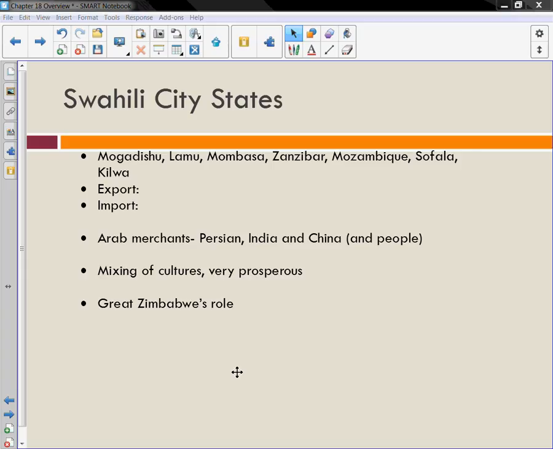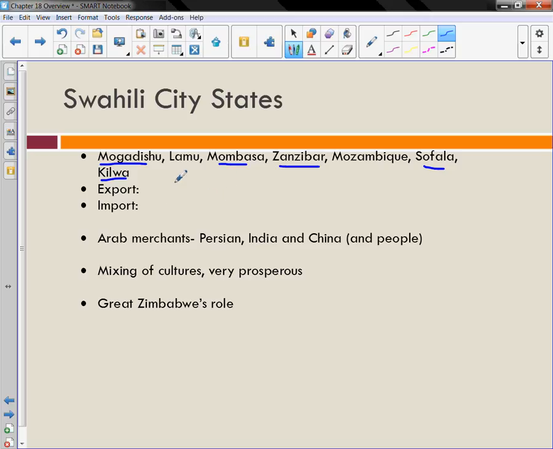In this section, we'll review what was happening with the Swahili city-states, which are located on the east coast of Africa. We learned about them when we did the Indian Ocean Basin, so this should be a review. Starting with the cities that were most prominent in the city-states: Mogadishu, Lamu, Mombasa, Zanzibar, Mozambique, Sofala, and Kilwa. You'll be putting a couple of those different locations on your map, which will help you see how they ran along the entire east coast of Africa.